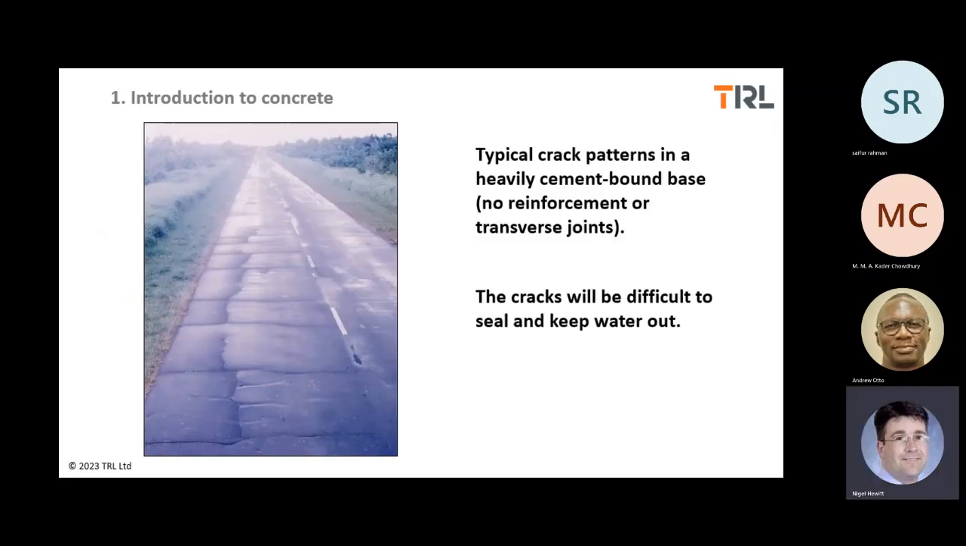So here you can see an example. This was a heavily cemented road. It wasn't a concrete road, but very heavy cement content, and it's cracked naturally. So you can see there are transverse cracks meandering, longitudinal crack meandering, so very difficult to seal, and you don't want this.